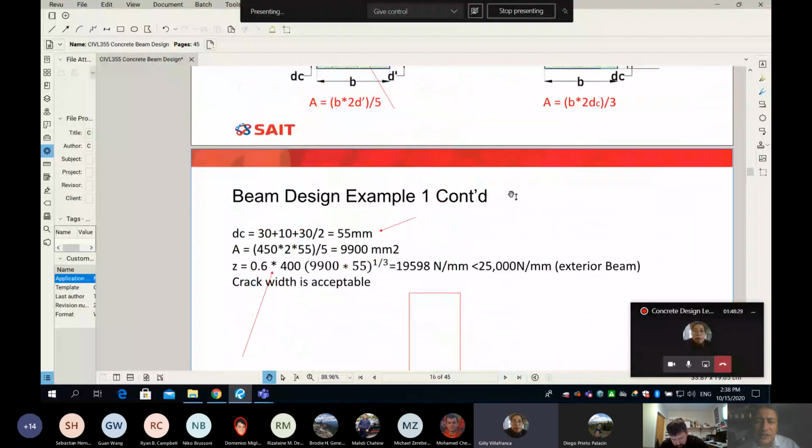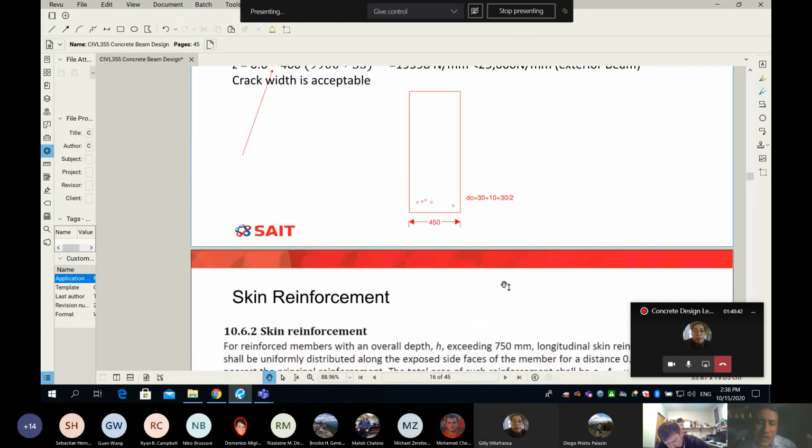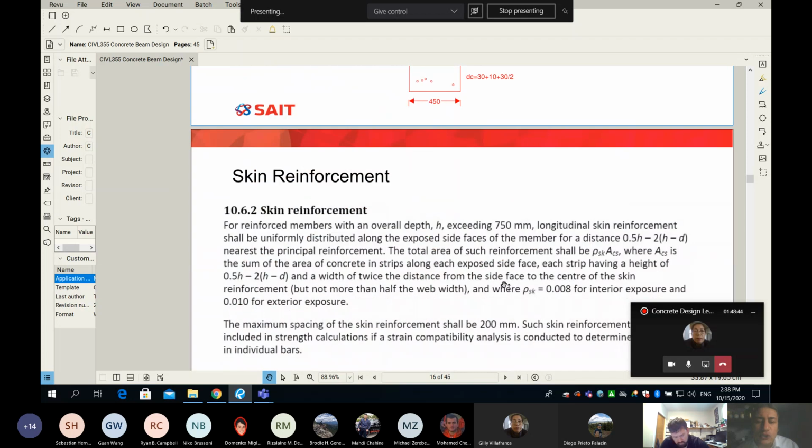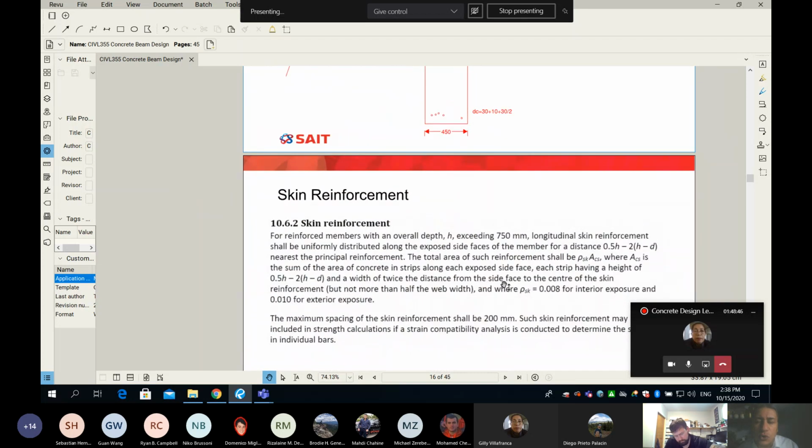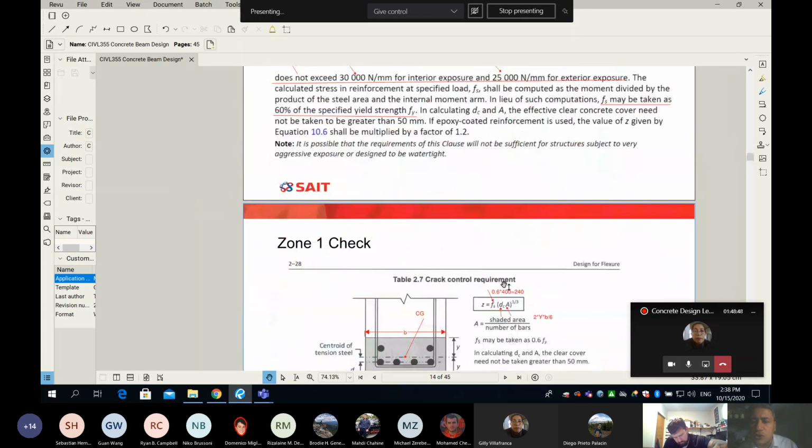In zone number 1, it's a check. It means there is a number I have to find, and this number has a limit. If the number is below the limit, it means I'm okay. This is not the same for zone number 2. In zone number 2, if your beam exceeds 750, we have to provide something called skin reinforcement. So we call those bars on the side.